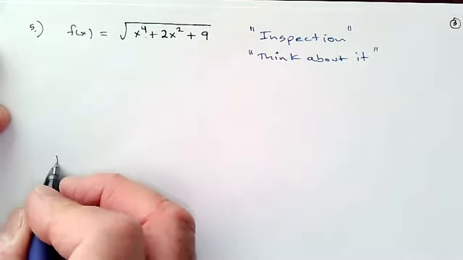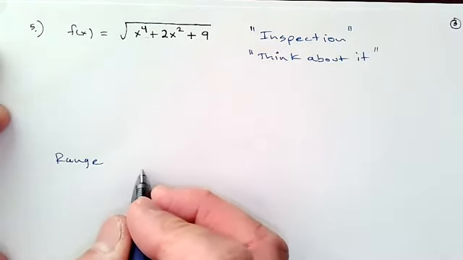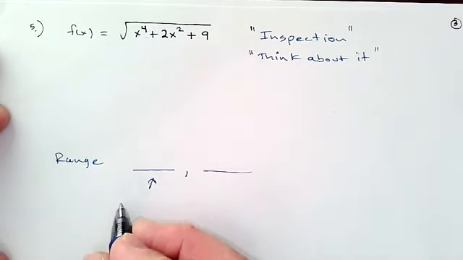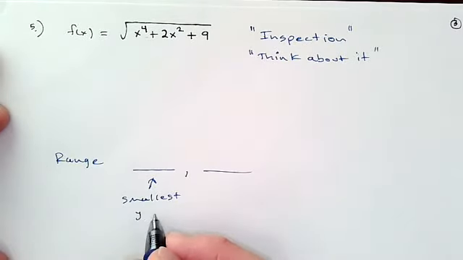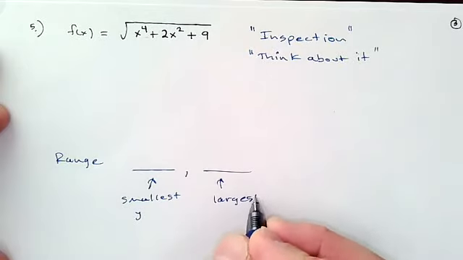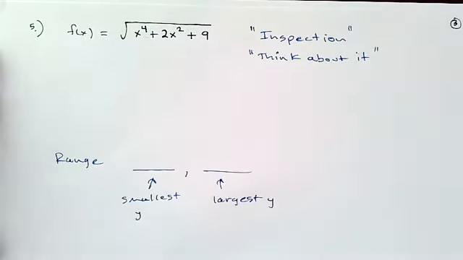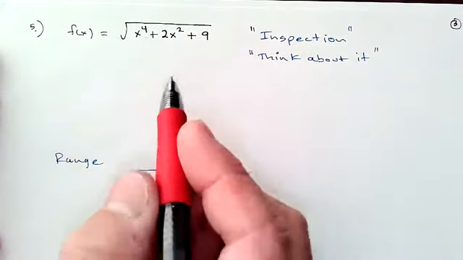If we're looking for the range, we're going to assume that the range is between two y values here, right? Like there's a smallest y and a largest y, that it's going to be written in interval notation. We want to think about then, what is the smallest output I could ever get out of this function?